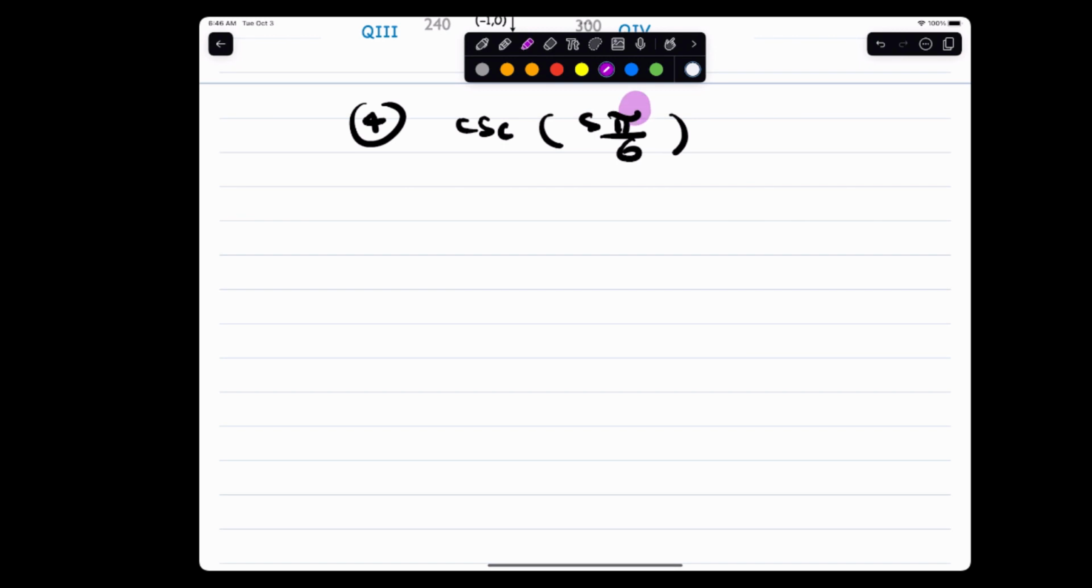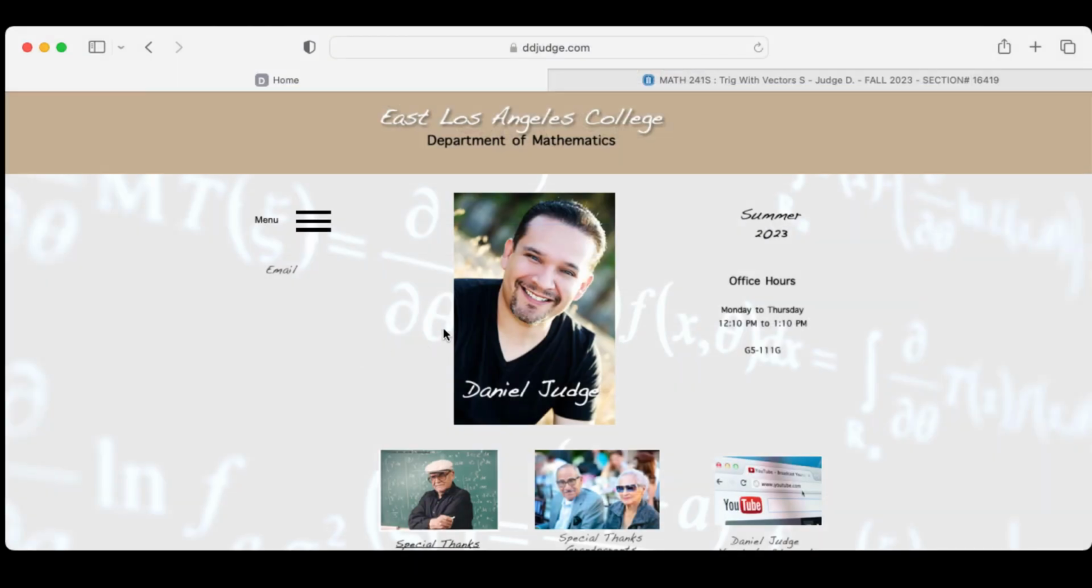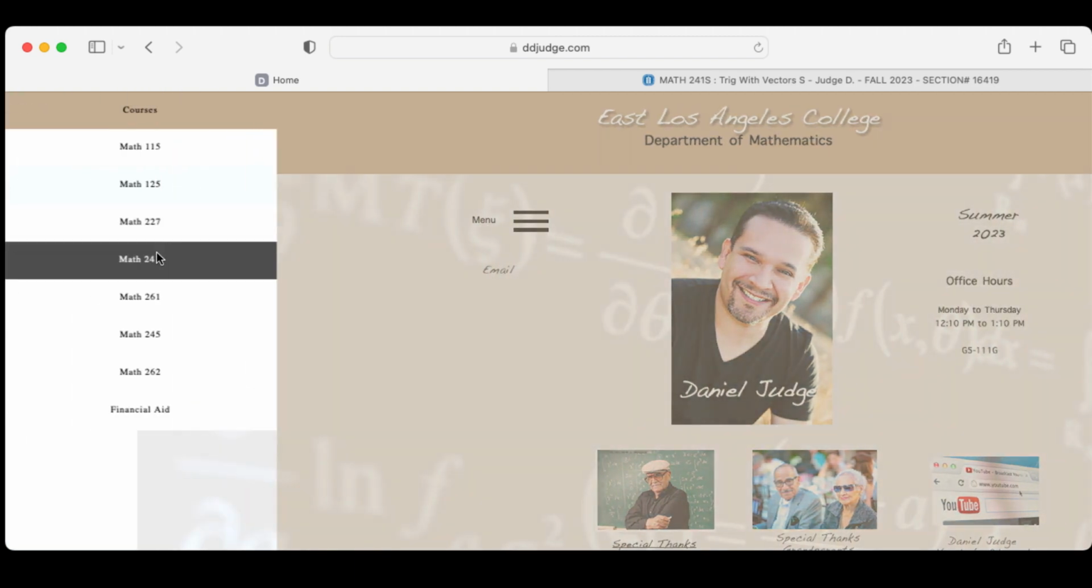What is the reference angle here, right? Well, before we even do that, what's the definition of cosecant again? It's the reciprocal of what? Sine. Now, you might say, hey, Mr. Judge, where do I find those definitions again? Well, remember, we derived them, actually. They're in your notes.